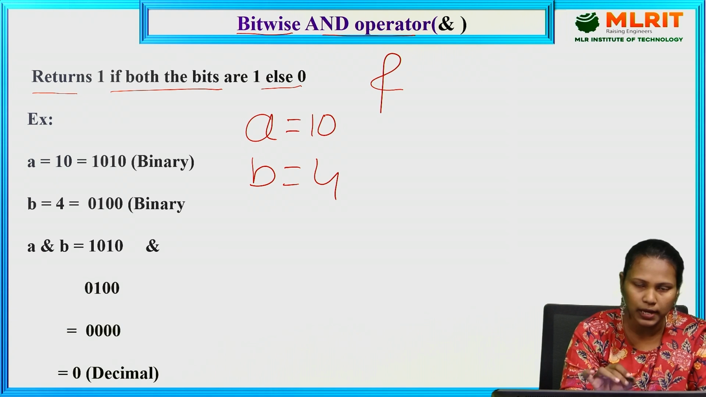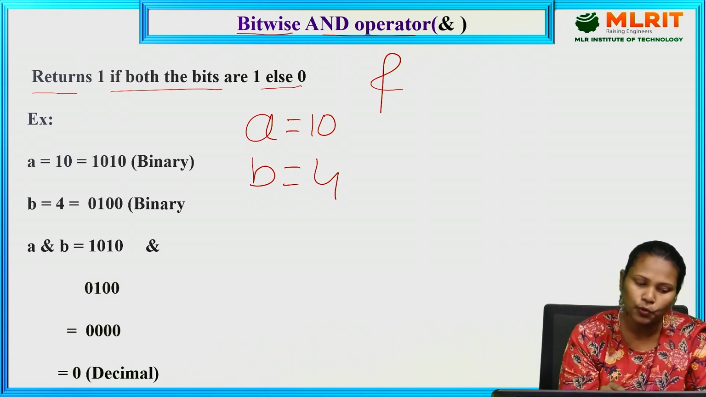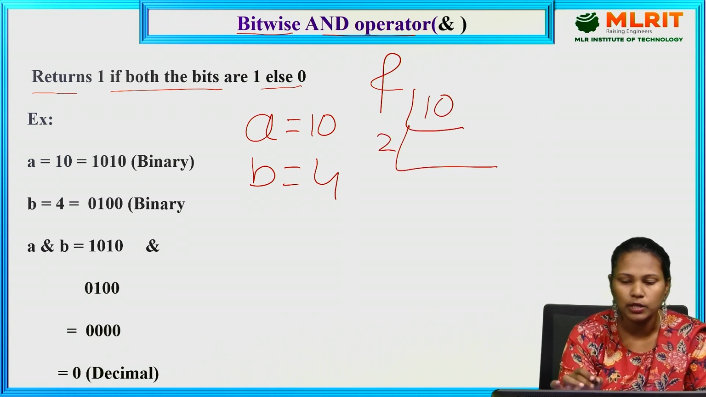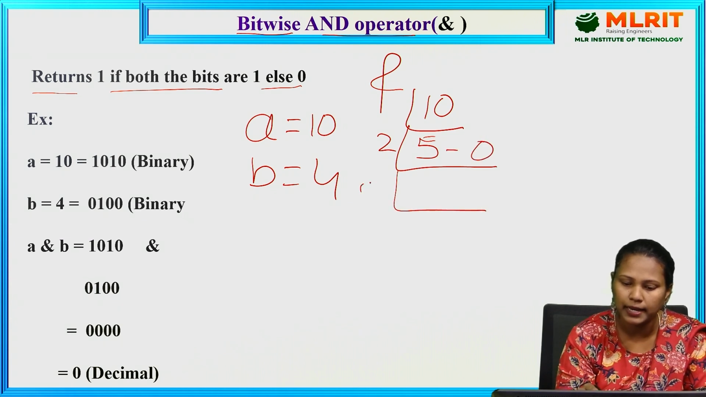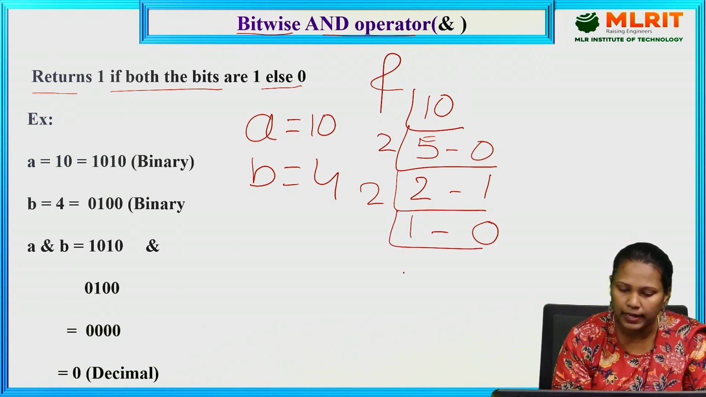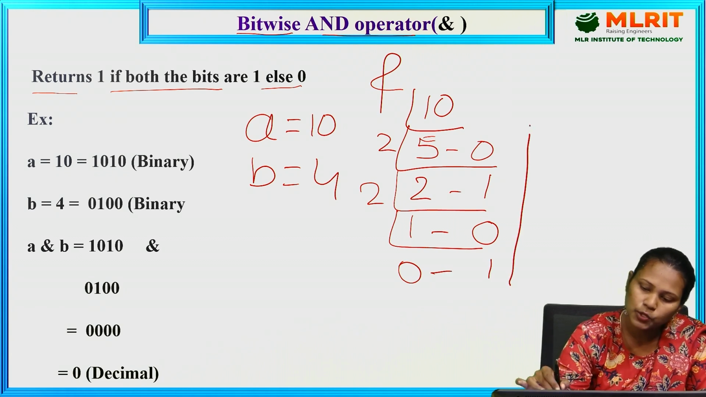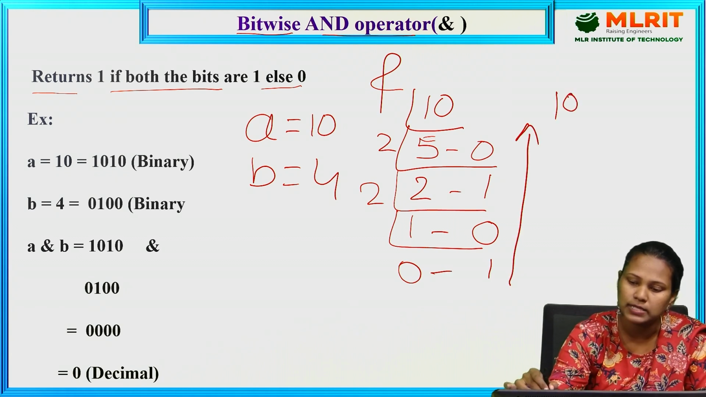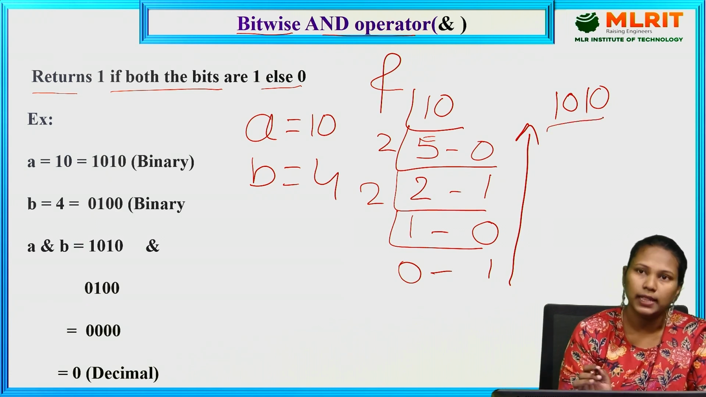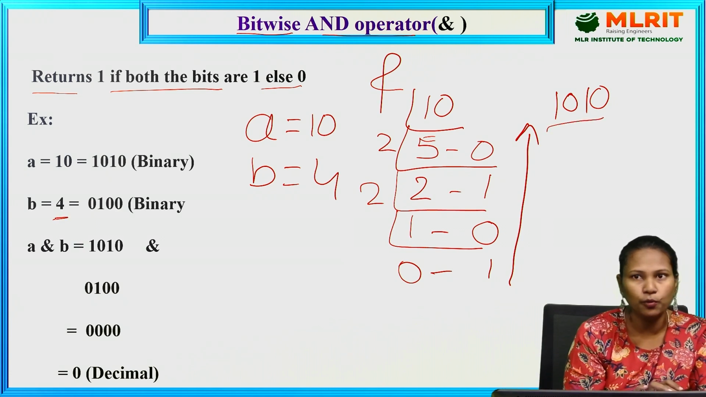First we need to convert the value 10 to binary and the value 4 to binary also. 10 divided by 2 is 5, remainder 0. Again, 5 divided by 2 is 2 times, remainder 1. Then 2 divided by 2 is 1 time, remainder 0. Then 1 divided by 2 is 0 times, remainder 1. So we write 1 0 1 0. The binary value for 10 is 1010. In the same way, we convert 4 to binary.